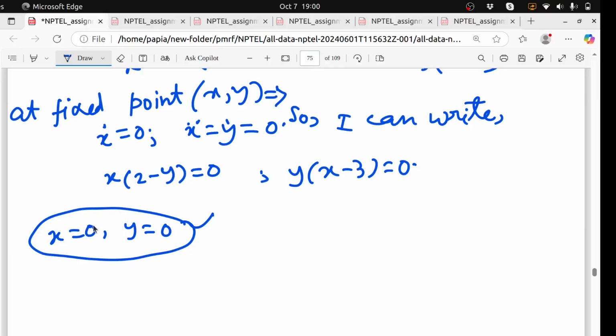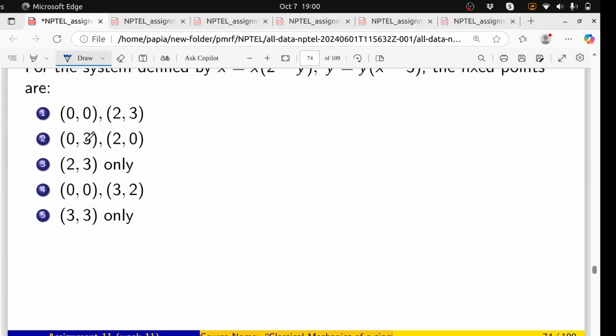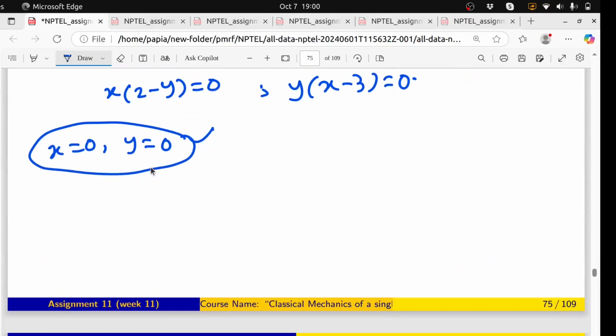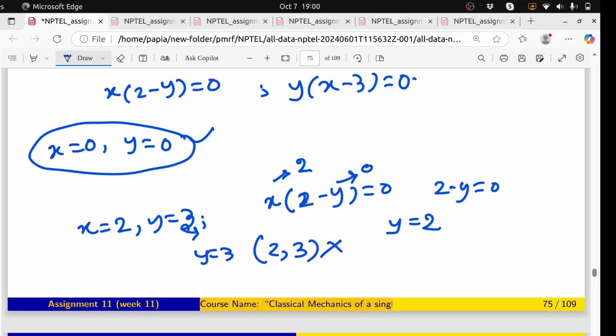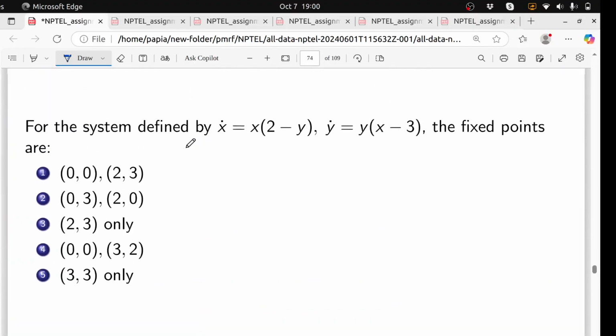But in the options, not only (0, 0) is there, other options are there, like (2, 3). Let me check whether (2, 3) is correct or not. Now see, x(2 minus y) equals 0, x is 2. That means this one should be 0. So 2 minus y equals 0, so y should be 2. But it is showing that y equals 3. That means the (2, 3) combination is not correct. So the first one is not correct.